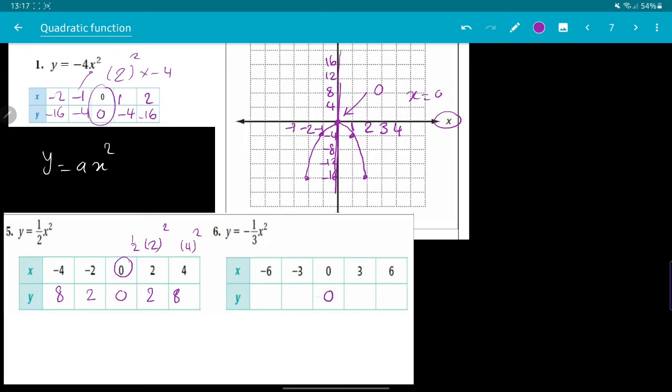Here we have 0 and 0. Substitute with 3. So 3 squared. Outside the bracket, there's a fraction which is -1/3. So we multiply this by this fraction. 3 squared is 9. 9 multiply -1 is -9. Divided by 3 is -3, and the same here, -3. 6 squared is 36, multiply -1/3, it's -12.